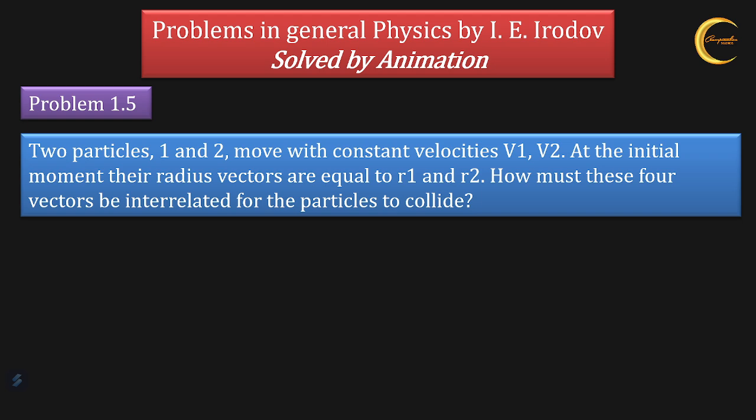Two particles 1 and 2 move with constant velocities v1 and v2. At the initial moment, their radius vectors are equal to r1 and r2. So there are four vectors: one is v1, another is v2, and r1 is a radius vector and r2 is also a radius vector. How must these four vectors be interrelated for the particles to collide?